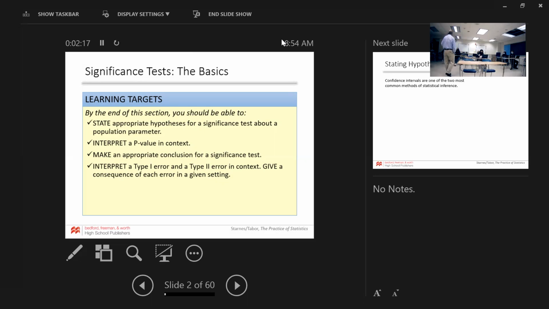Now, the next one we're adding is the p-value. It's important. The p-value is the probability of a test statistic as or more extreme than what you got, given the null is true.